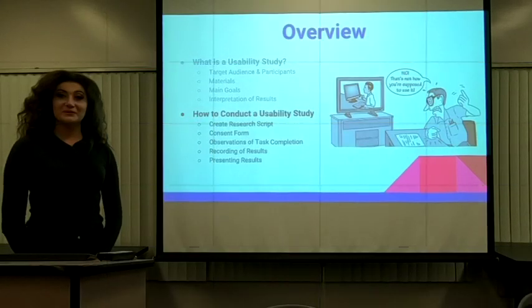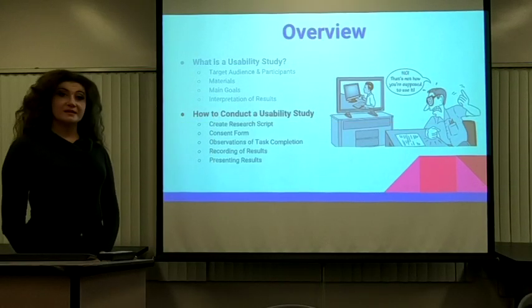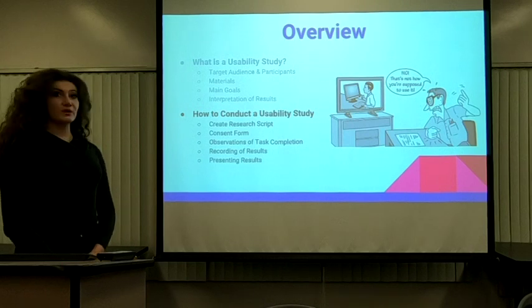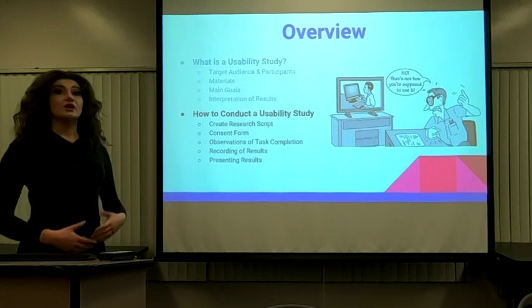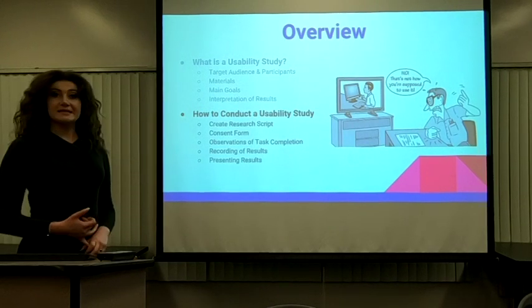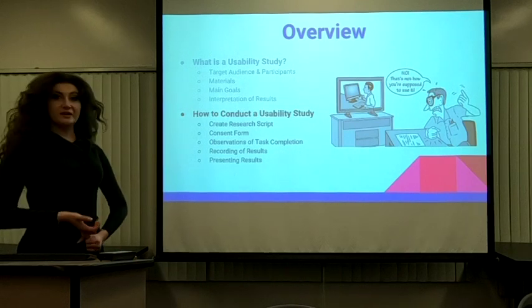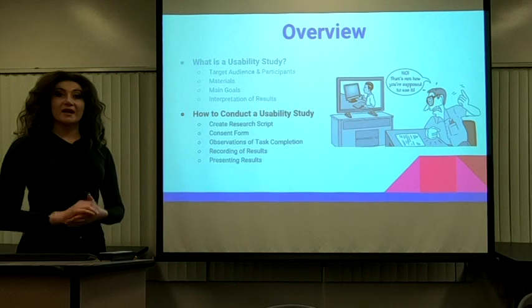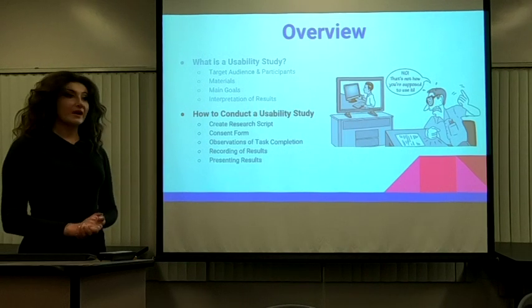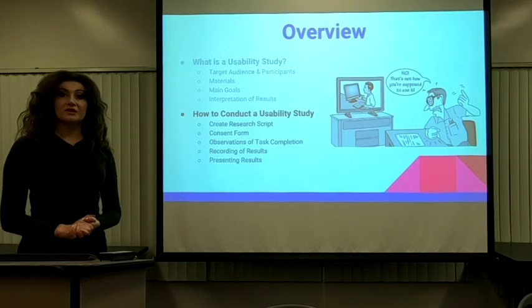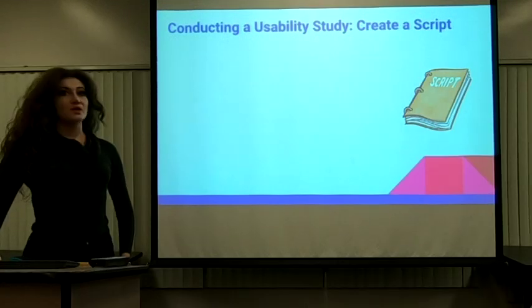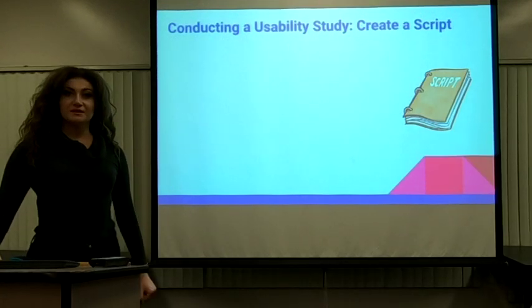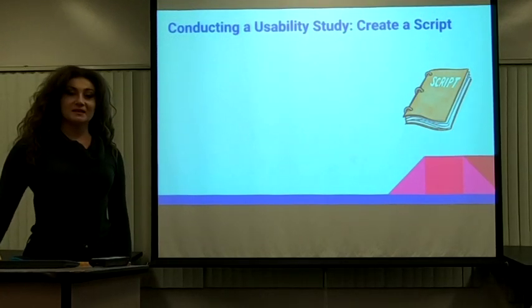Now we're going to talk about how you can actually conduct your own usability study and some of the key factors that go into that, such as creating a research script, a consent form, various observation techniques of participants' interaction with tasks, how you're going to actually record these results and put them in a final report, and then who's going to actually hear all about them. So the very first thing you need to think about doing for running a usability study is to create a script.